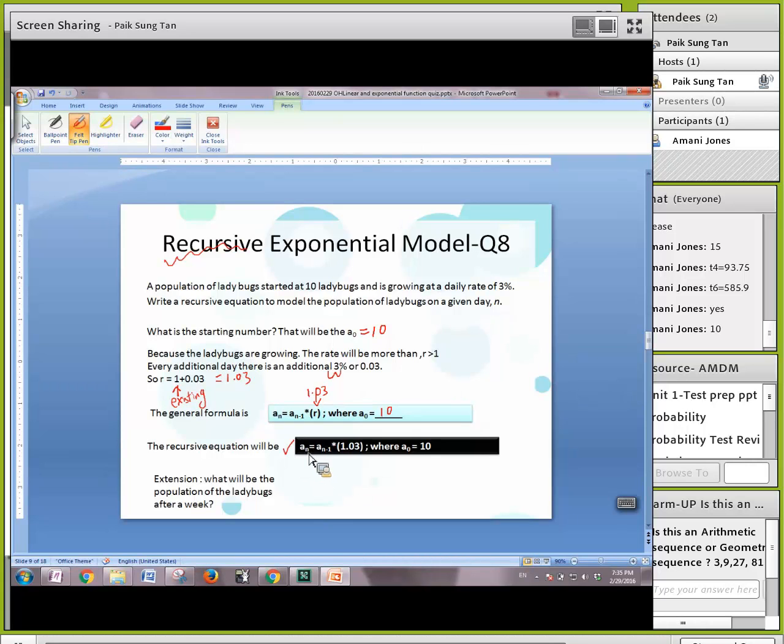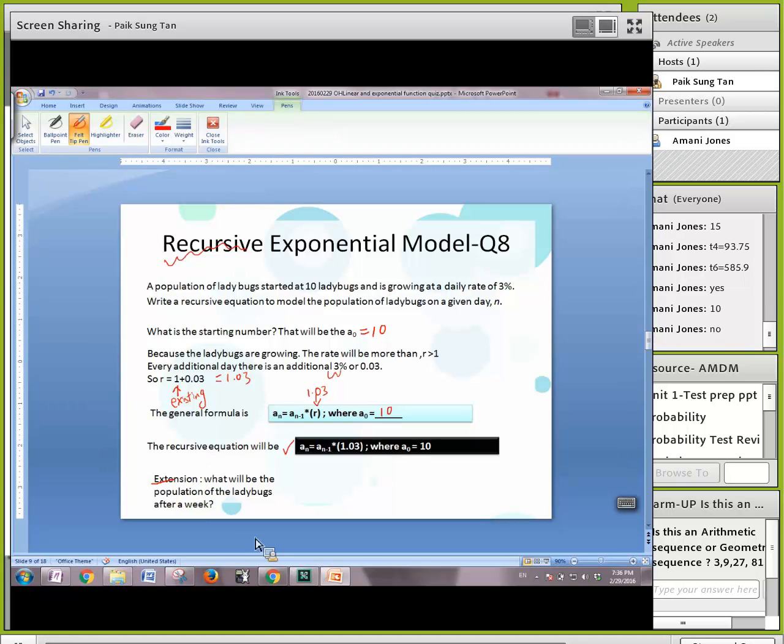Okay, so here's our recursive formula: a sub n equals a sub n minus 1 times 1.03. The second part is very important, where a sub 0 is equal to 10. If you don't have the second part, your equation is not complete, because nobody knows what number to start with, right? You cannot go anywhere.